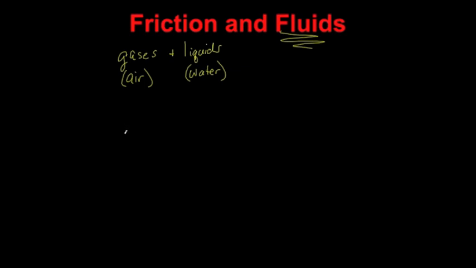Now, when an object falls through a fluid, it hits the molecules of that fluid. So whether it's air or water, let's imagine that we have some air or water molecules, or fluid molecules, we'll call it. If this is our fluid molecules, and we dropped an object into that fluid, that object is going to hit the molecules. So as the object falls, it hits into more and more fluid molecules.